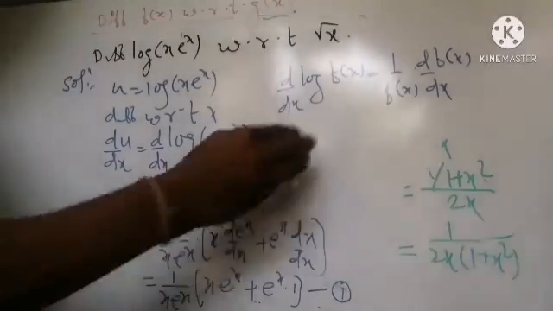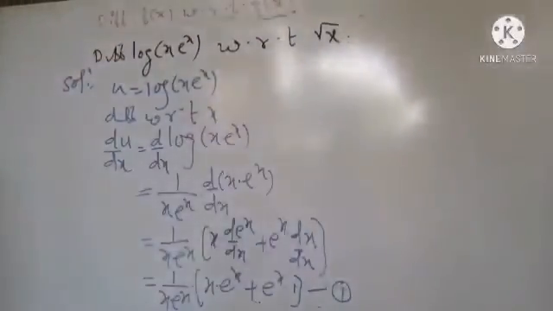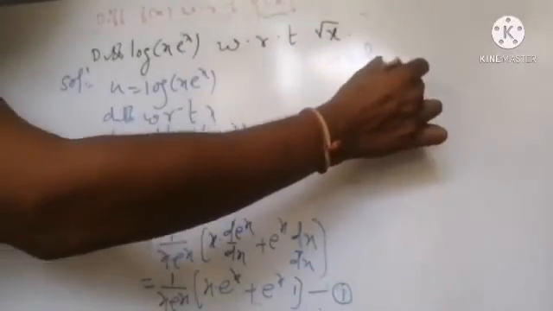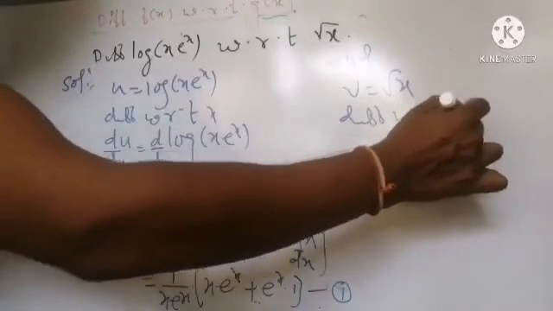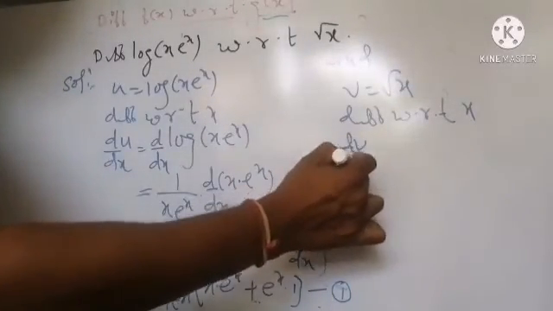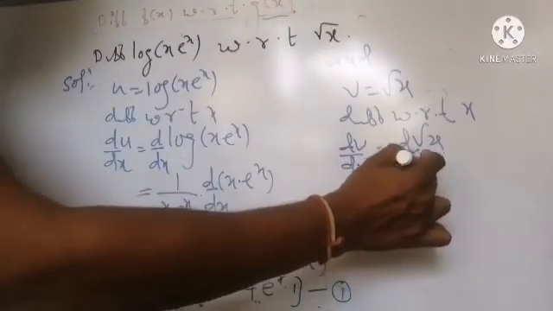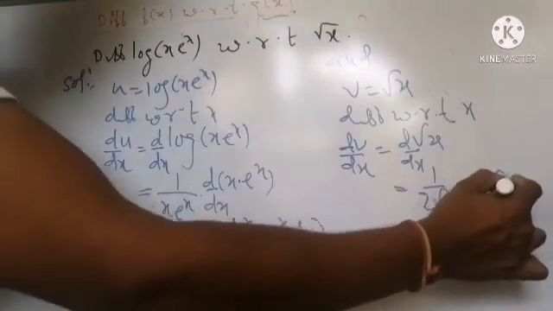Okay, and I put v as the second term. Here v is simply root of x, but we have to differentiate this with respect to x, so we get dv by dx. On the right hand side, the derivative of root x with respect to x is equal to 1 upon 2 root x. This is number 2.